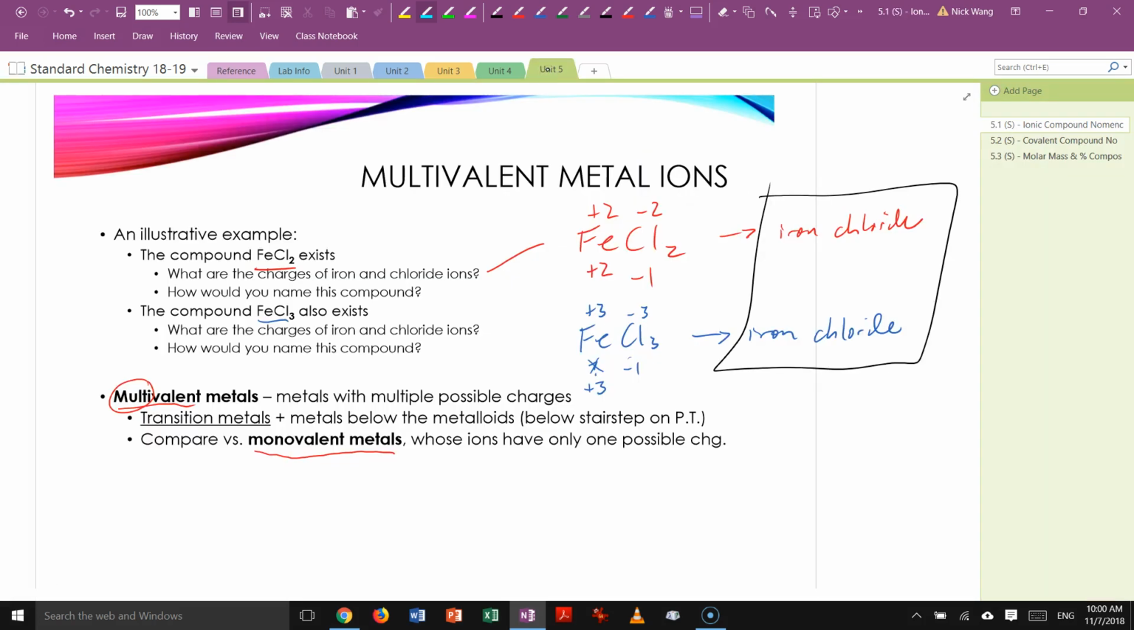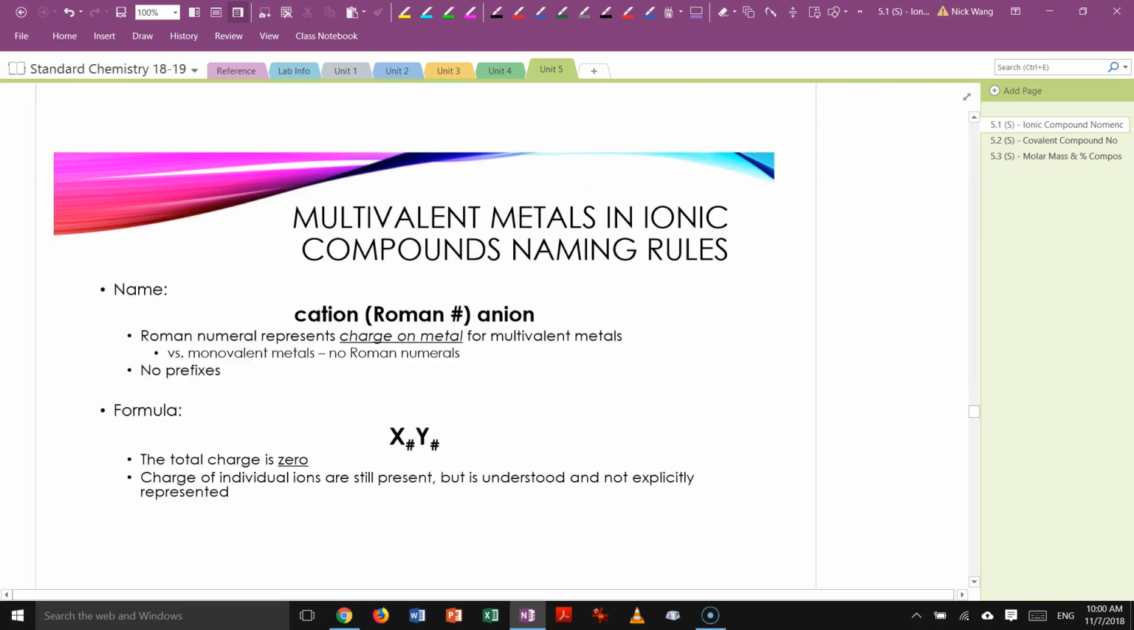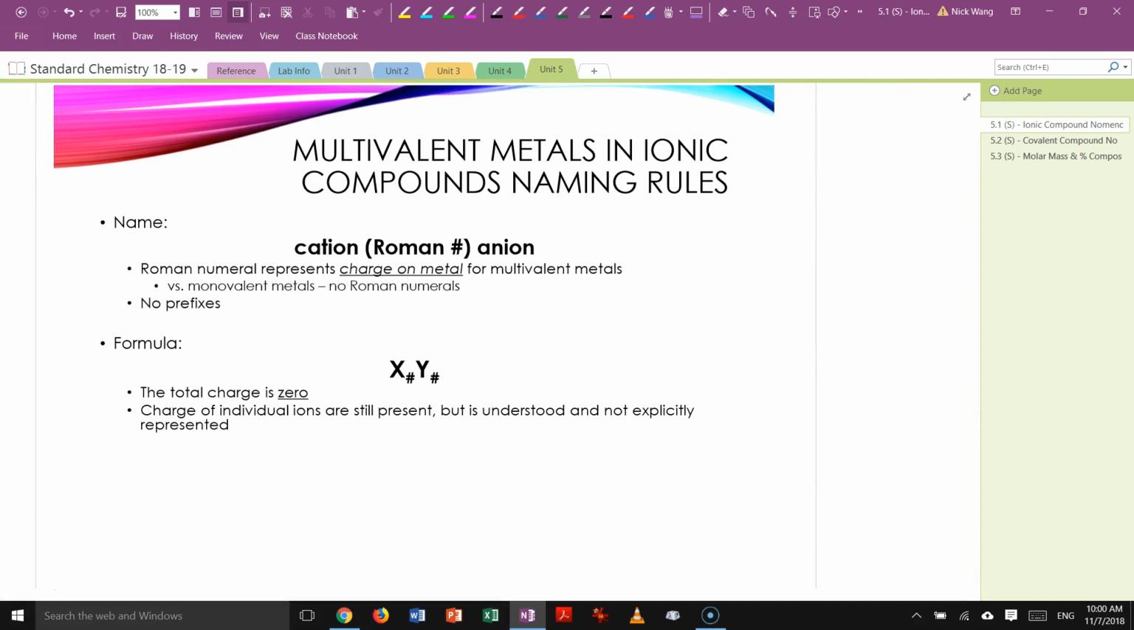Those are monovalent metals. But the focus of this lesson is about the multivalent metals. Let's go and see how this works. What's different about this is a couple of things. One is that in the name, you're going to have a cation, and very specifically now you're going to have Roman numerals in parentheses, referring to the charge on this metal. This Roman numeral represents the charge on the metal for any multivalent metals, very specifically not monovalent metals.